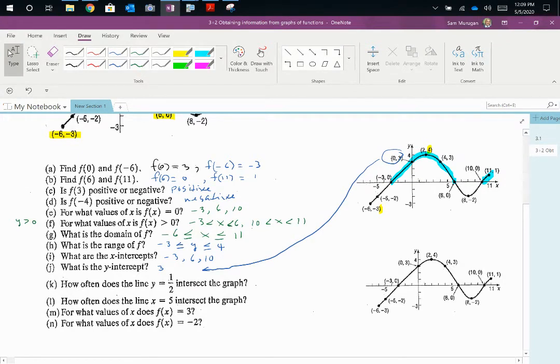How often does the line y equals 1/2 intersect the graph? So y equals 1/2 is a horizontal line passing through y equals 1/2. That's the equation of a horizontal line. We can see that the graph intersects at 3 points. And x equals 5 is a vertical line passing through 5. And that only intersects the graph one time.